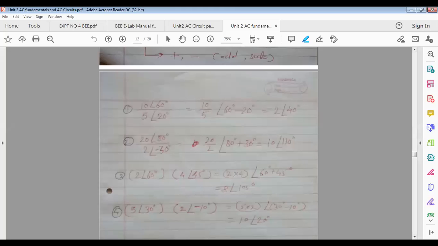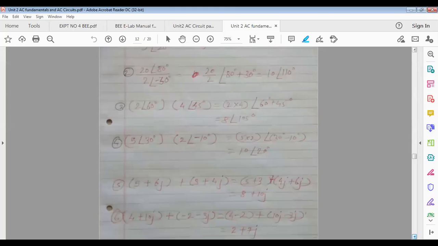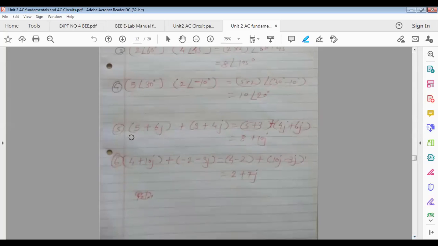Further topics. See the next one. Here you have to do addition, and for addition and subtraction, terms must be in rectangular form. So real parts you can add or subtract. Real part 5 plus 3 is 8, and imaginary part 6 plus 4 is 10j.